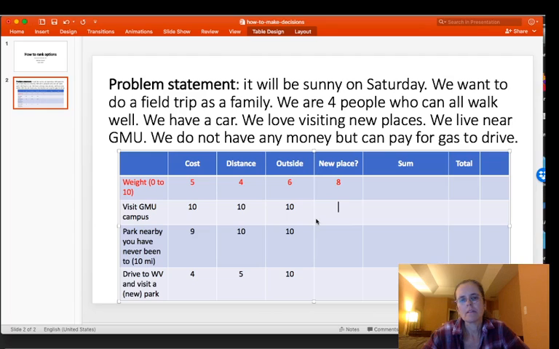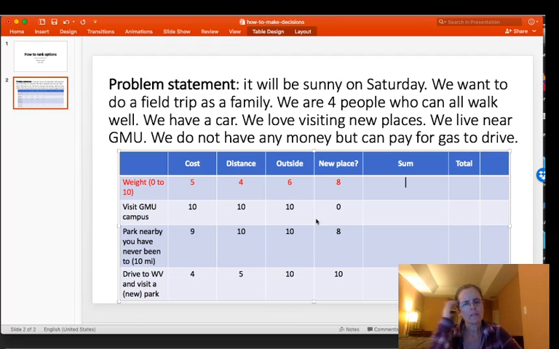And then if it's a new place, GMU gets a 0. They've been there many, many times. Park nearby, they've never been to. It's novel, but it's not as novel as West Virginia, which gets a 10. Maybe they've never been to West Virginia. And the park nearby, even though it's a new park, they have been nearby many times, so I'm going to give this an 8. Of course, your grades could be completely different than mine. And now we're done giving grades to these several options.